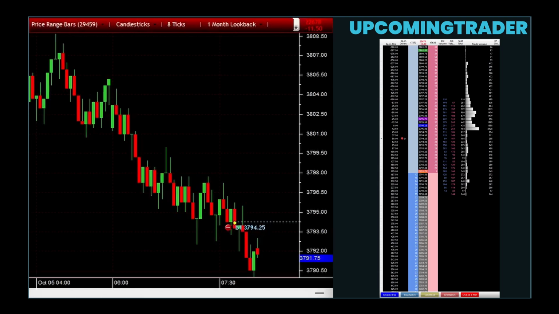For example, when a shooting star forms after a prolonged price increase, it may signal that buyers are losing control and that sellers are starting to push back, potentially leading to a reversal. However, without confirmation in the form of a bearish candlestick or a gap down following the pattern, taking immediate action based solely on the shooting star might be premature.